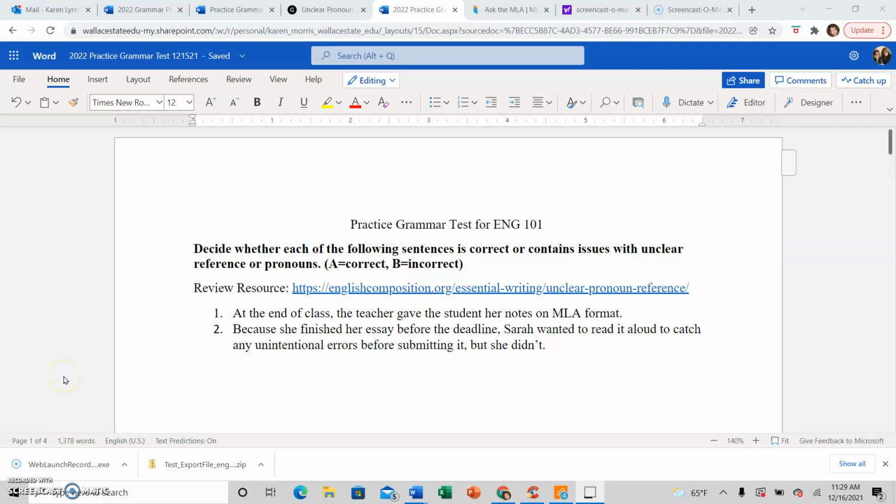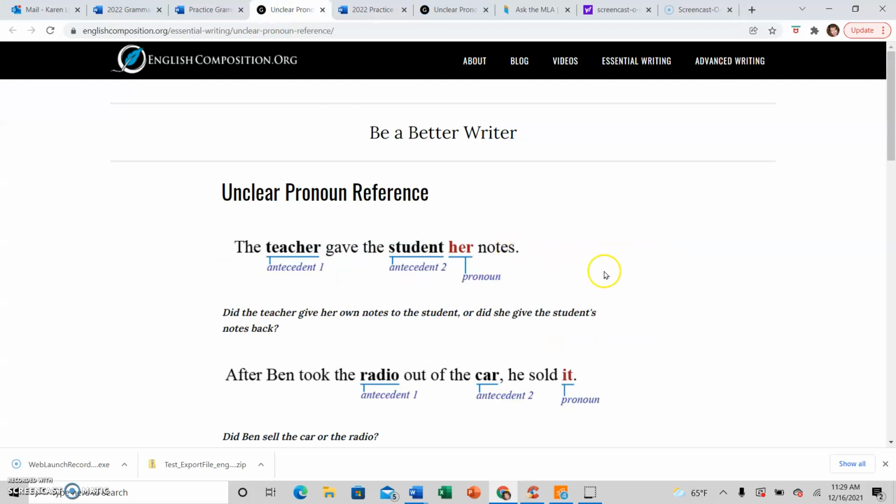Okay, so the first sentence says, at the end of class, the teacher gave the student her notes on MLA format. This one is actually incorrect. We can see that from the sample here that I have for you. Here's a very similar one.